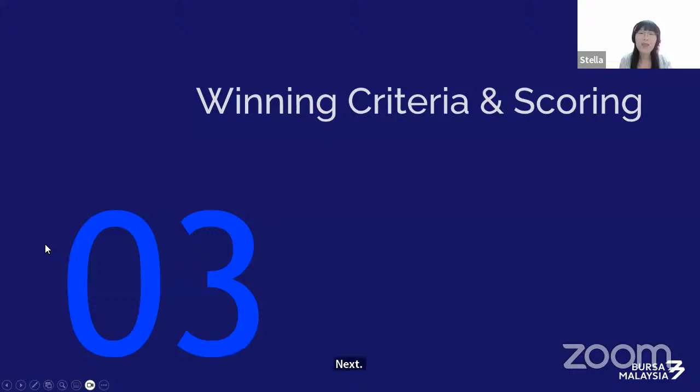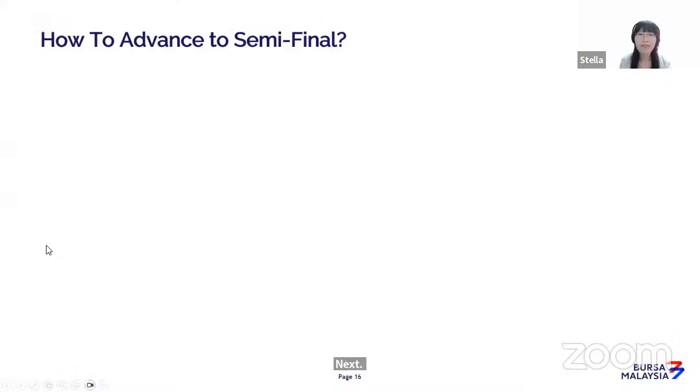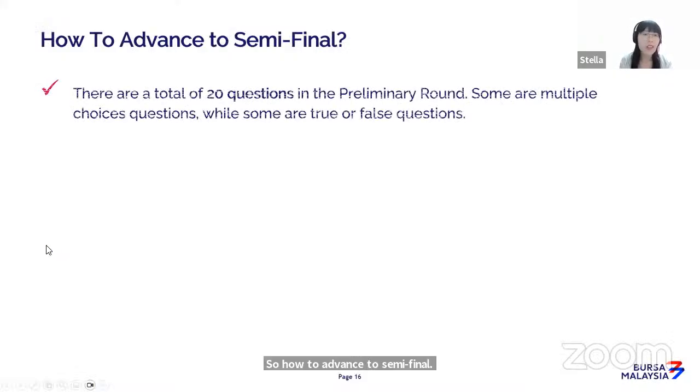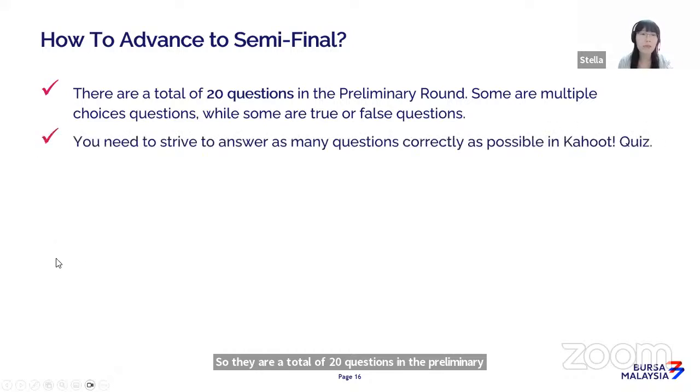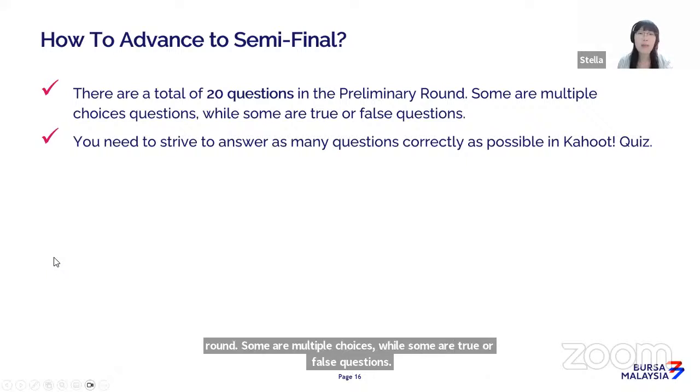So how to advance to semi-final? There are a total of 20 questions in the preliminary round. Some are multiple choice questions, while some are true or false questions. You need to strive to answer as many questions correctly as possible in the Kahoot quiz.